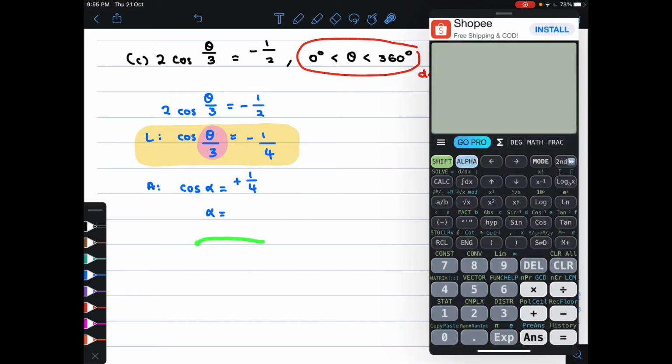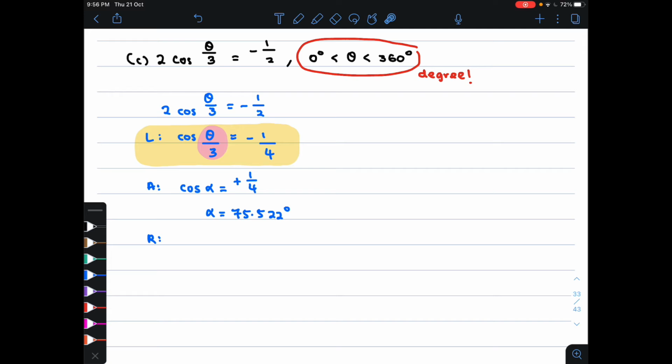So just press the shift button and the cos button to get cos inverse. Shift, cos, that's your cos inverse, and then we have 1 over 4. So now we get a decimal number. Just to be safe, take 3 decimal places. So alpha is 75.522 degrees. For range, just copy down from our question.